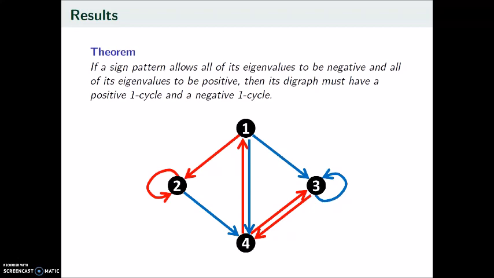So this is the example that we had before, and you can see that it has a positive one cycle and a negative one cycle, so maybe it can allow all of its eigenvalues to be negative, and it can also allow all of its eigenvalues to be positive. Again, it depends what values you choose for the entries in your sign pattern, but a sign pattern that has this digraph will allow some cases where all of the eigenvalues are negative, and in some other cases where all of the eigenvalues are positive.